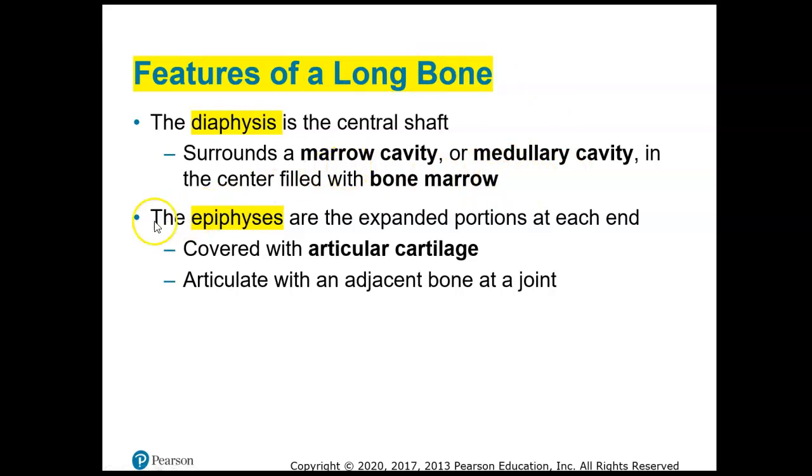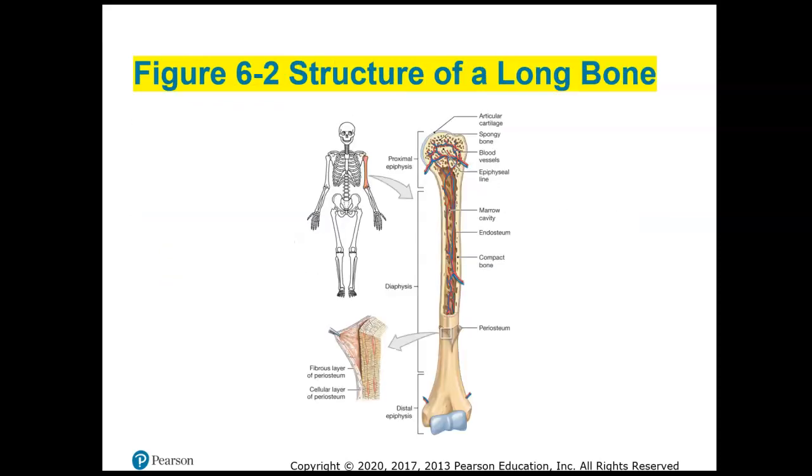The ends, both ends of the shaft or the diaphysis, are called epiphyses. And they're going to be expanded ends. They're going to be rounded and larger in diameter. And they are covered with articular cartilage, which is formed by hyaline cartilage. And articulations are joints. An articulation is a joint. So articular cartilage is cartilage that covers the ends of bones that come together at a joint.